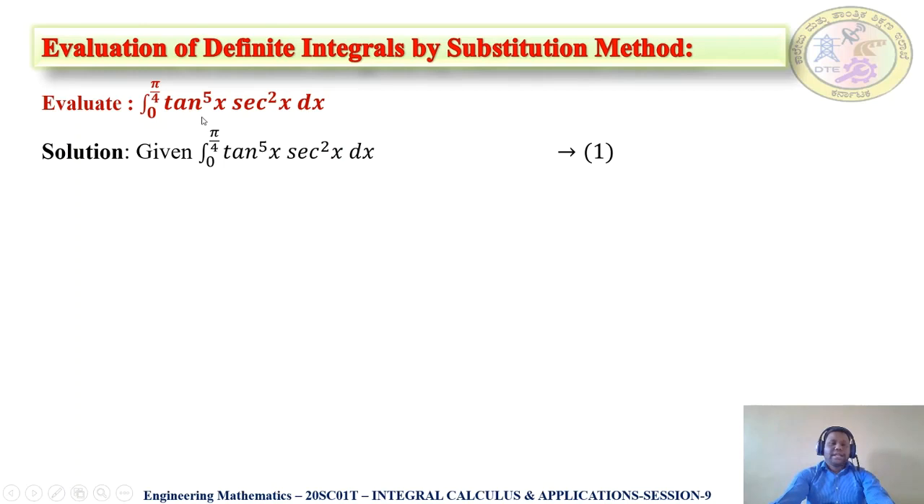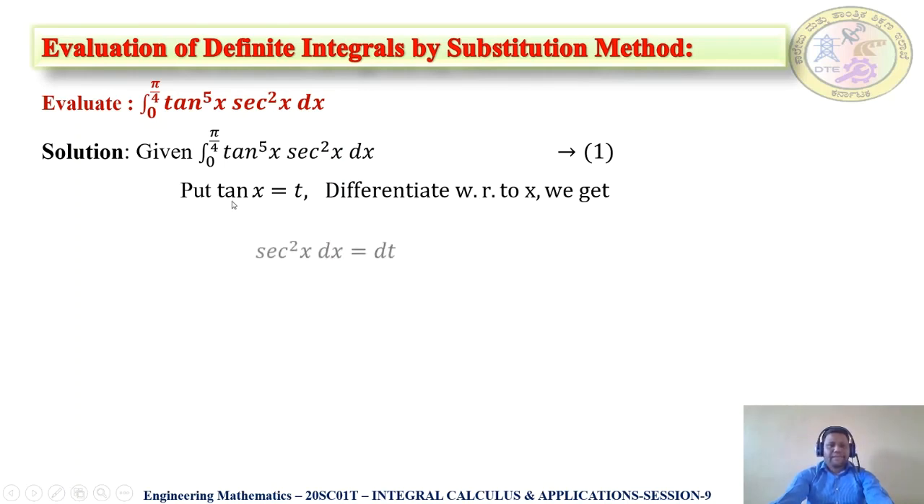You know that differentiation of tan x is what? Secant square x dx. So we have to put tan x equal to t. Or the highest degree term, the highest power, we can also take as t. So we have to put tan x equal to t. Again we have to differentiate this with respect to x. We get differentiation of tan x is secant square x dx is equal to dt.